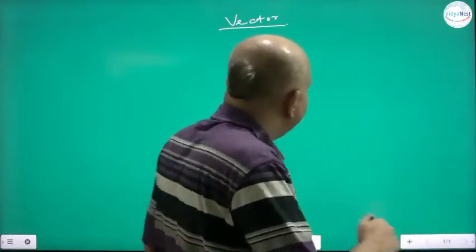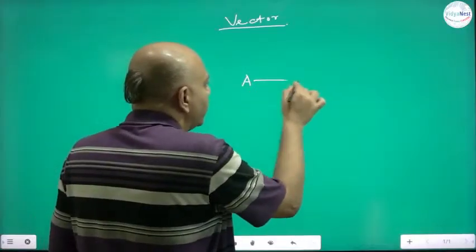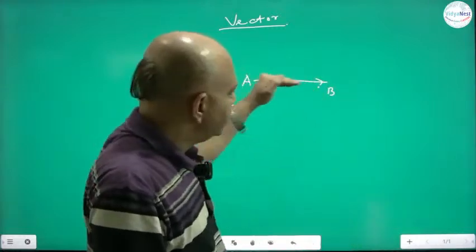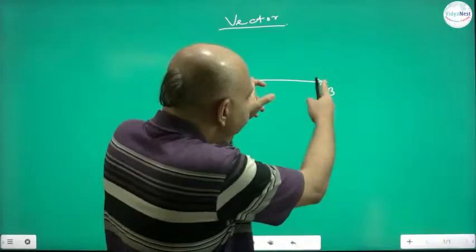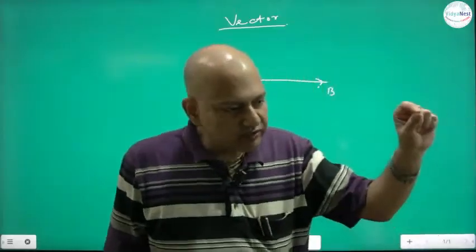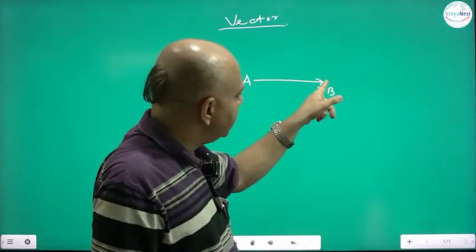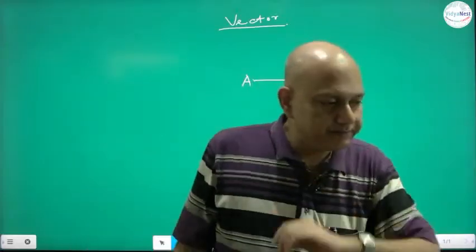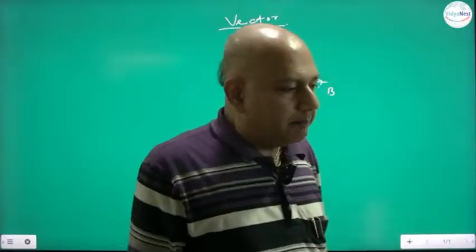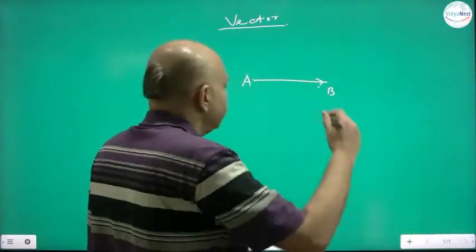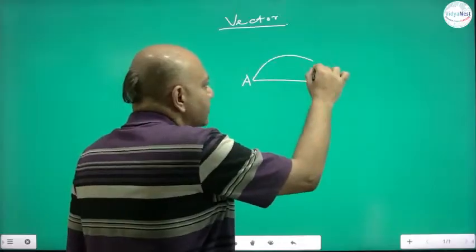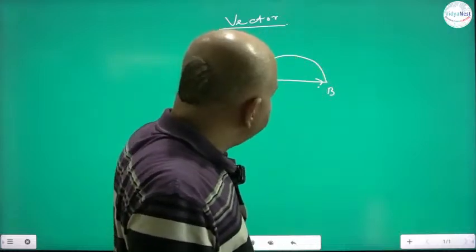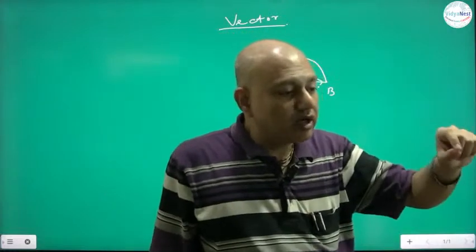Just like a person moving from point A to point B, it is called displacement, AB. It has a direction as well as a magnitude. So the shortest path that joins these two points is called displacement. But if a person moved from A to B in a curved path, and I measure the total path length, that is called distance.